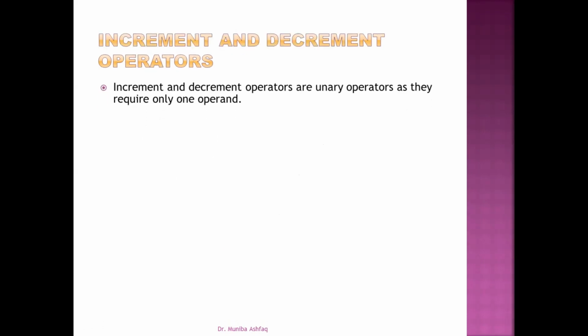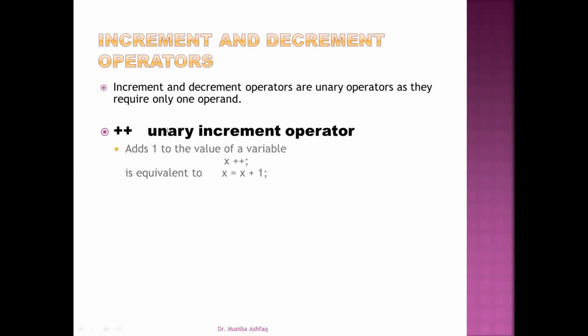Increment and decrement operators. Increment and decrement operators are unary operators as they require only one operand. The arithmetic operators that we just studied are binary operators. They require two operands to operate on. But here, in the case of increment and decrement operators, we require only one operand. That's why it's called a unary operator.